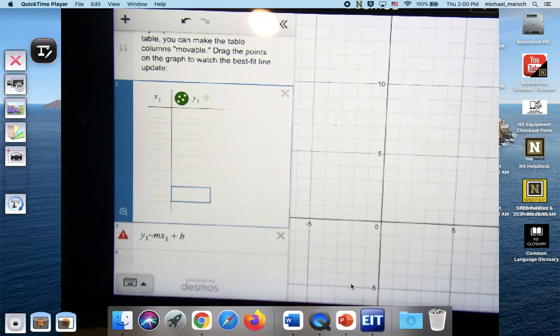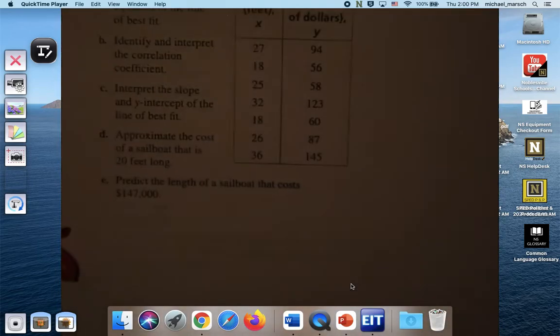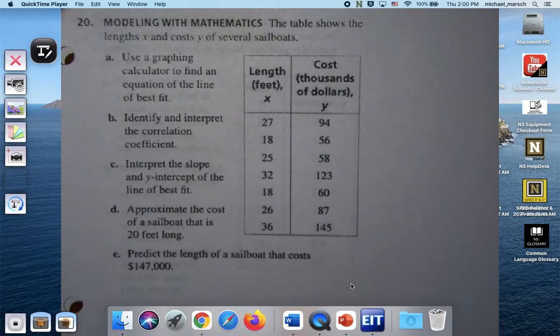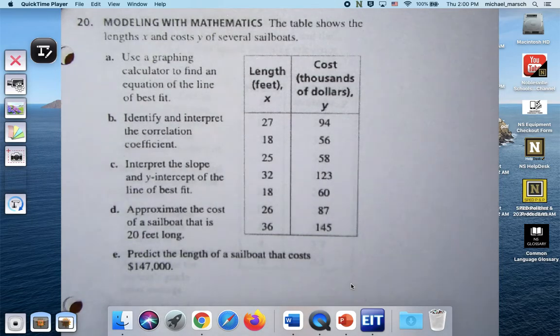Okay. So now you have this open. Put it to the side, and let's look at number 20. So the next page in your packet. It says the table shows the lengths and costs of several sailboats. Use a graphing calculator, that's what you have now, to find an equation of the line of best fit.